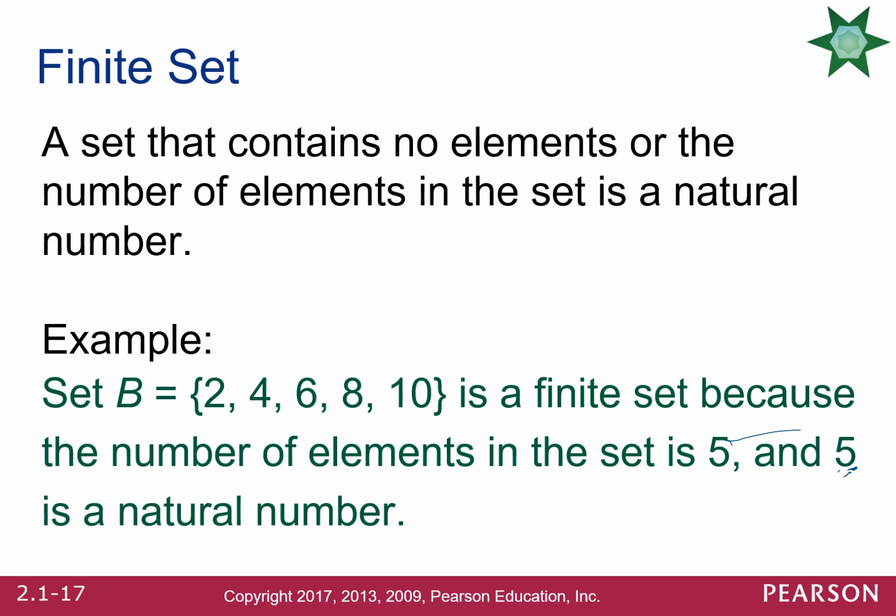So here's an example. Set B has these elements 2, 4, 6, 8, 10 and is a finite set because it has elements in it, and the number of elements, that means how many elements do we have in this set? 5, correct? So the number of elements in the set is 5 and 5 is a natural number. All right?